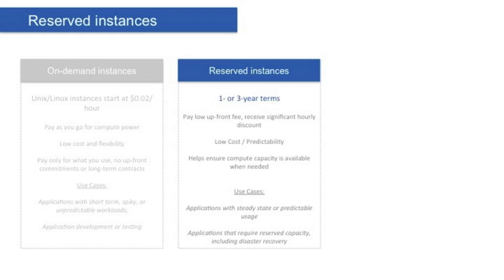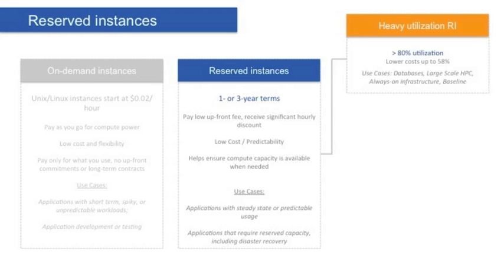Now within reserved instances, there are different types you can buy. So you could buy a heavy utilization RI. So if you've got a database server that's running 24/7, you're never going to turn it off, so the utilization of that resource is greater than 80% in a given month, then by applying a heavy utilization reserved instance for that instance type, you can lower costs by up to 58% for the instance type. So databases, large scale, high performance computing, an always on infrastructure, or the baseline in an elastic architecture would benefit from this type of RI.